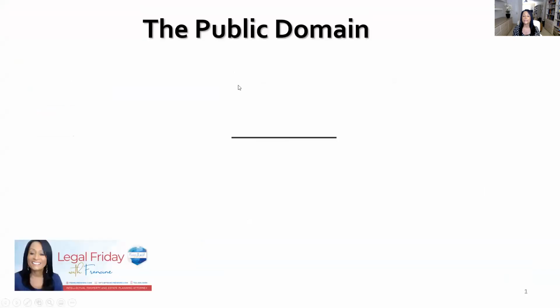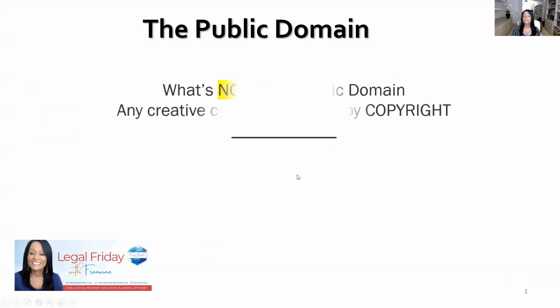All right, so let's start by looking at what's not in the public domain. What's not in the public domain is any creative content that is protected by copyright. Simple answer. If it's protected by copyright, it is not in the public domain. I want to repeat that. If it is protected by copyright, it is not in the public domain. Now, not everything is protected by copyright.